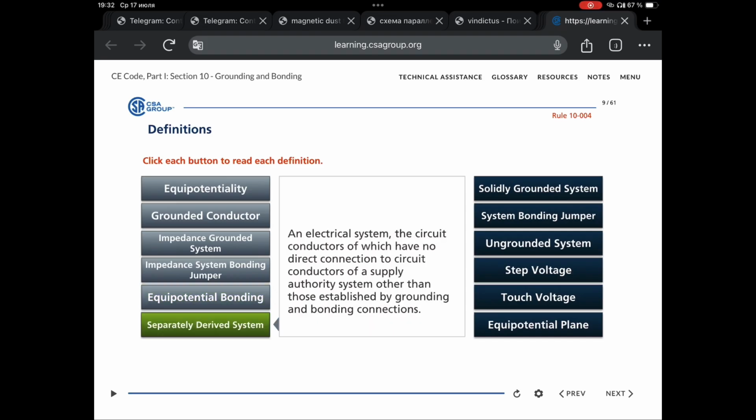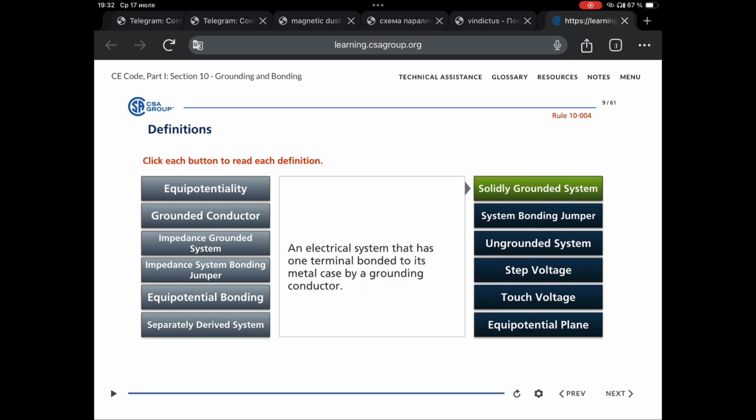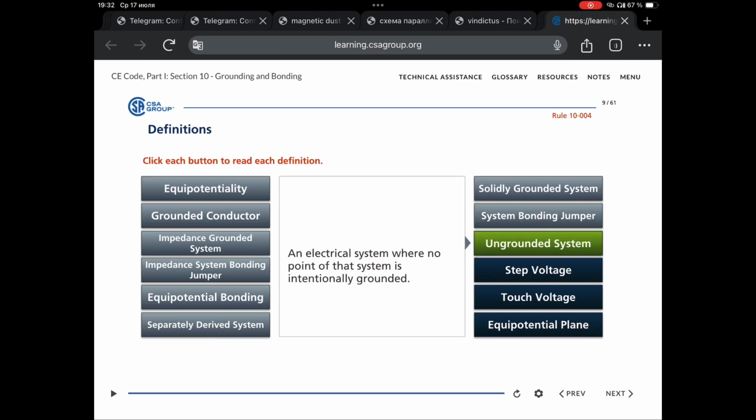Separately derived system, an electrical system, the circuit conductors of which have no direct connection to circuit conductors of a supply authority system other than those established by grounding and bonding connections. Solidly grounded system, an electrical system that has one terminal bonded to its metal case by a grounding conductor. System bonding jumper provides the low impedance fault current path to the electrical supply source for the purpose of clearing the ground fault. Ungrounded system, an electrical system where no point of that system is intentionally grounded.